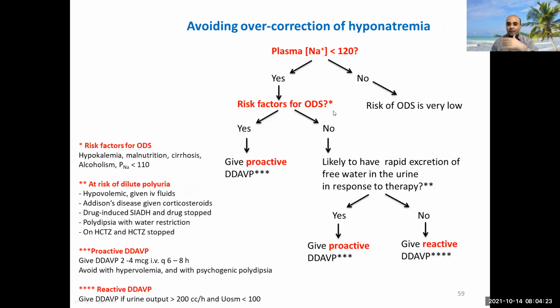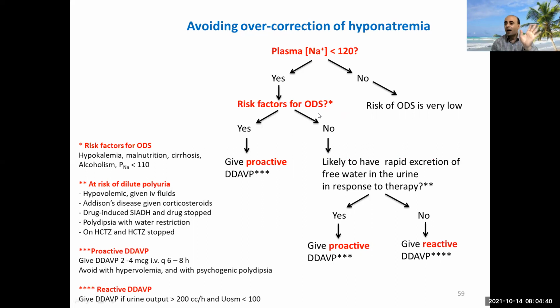The risk factors for all this, just to put in your mind: what are the risk factors? Severe hyponatremia, sodium less than 110, patient cachexia, liver cirrhosis, malnutrition, alcoholic patients, severe hypokalemia. These are the risk factors for ODS.